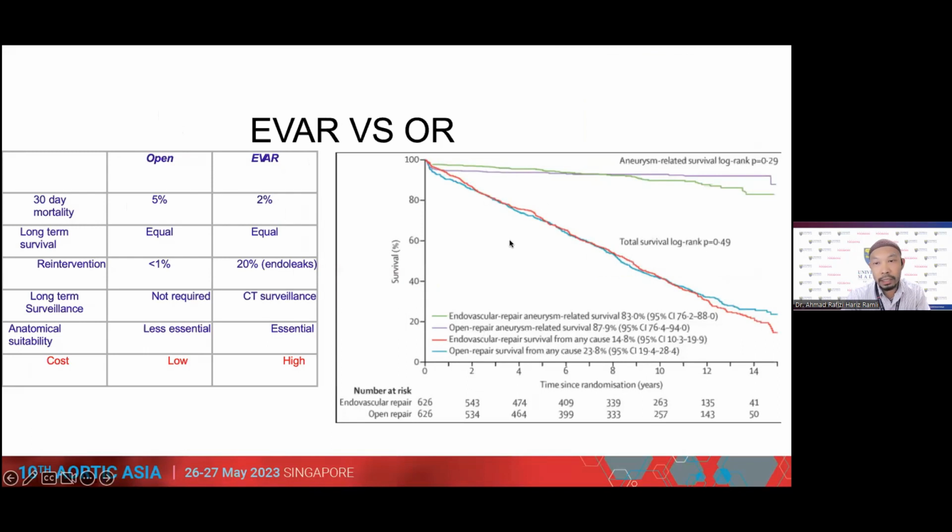As you can see here, this is the longest trial for EVAR versus open repair. We have the EVAR 1 trial from the UK, about 1,000 plus patients, and they followed up to 15 years. As you can see, the blue line, the open repair line, actually surpasses the EVAR line when it reaches about 12 years. Otherwise, it's more or less the same for these patients, right?